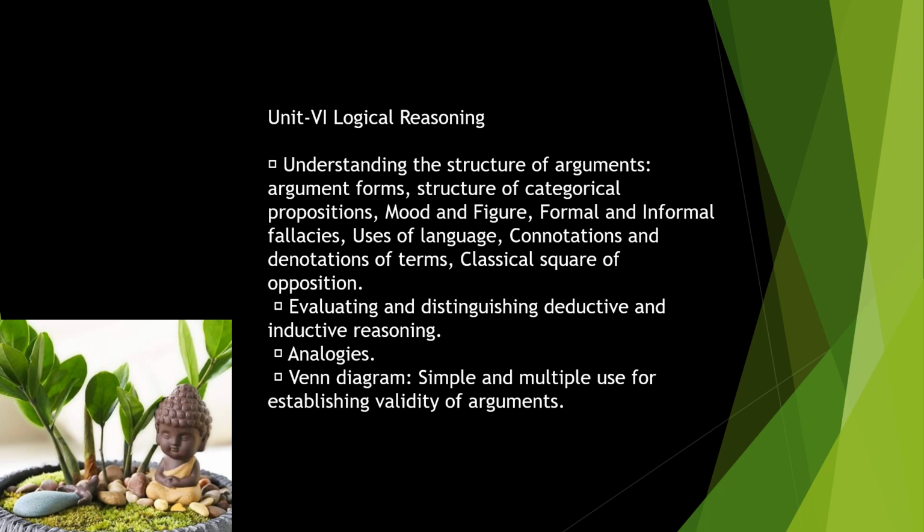That is informal fallacy. She should know how to use the language, what the connotation is, what the denotation is. Then square of opposition. It is a main part from which at least 1 or 2 questions they will surely ask. They will ask what is contrary, what is contradictory. Some sentences will be given and they ask whether it is contrary, contradictory, or whether two of the sentences are true. Then what it will be; like that they will ask certain questions from this part.